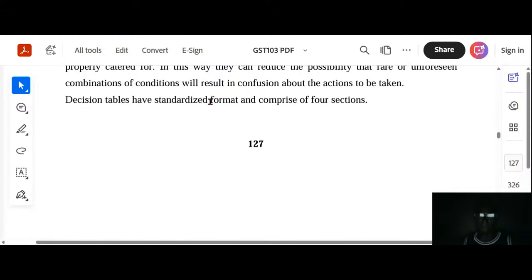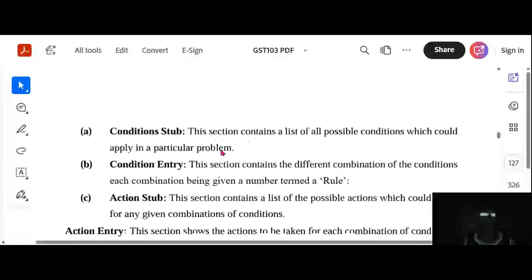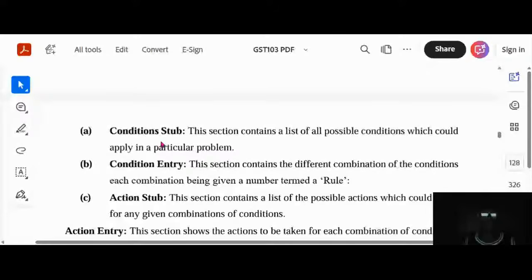Decision tables have a standardized format and they comprise 4 sections. When you want to use a decision table to analyze a problem, it has 4 sections that you can use, 4 resources available for you to use in the analysis. So we'll talk of the 4 of them now, so that in case they list 3 in options tomorrow and ask you to fish out one that is not part of them. That is the first one.